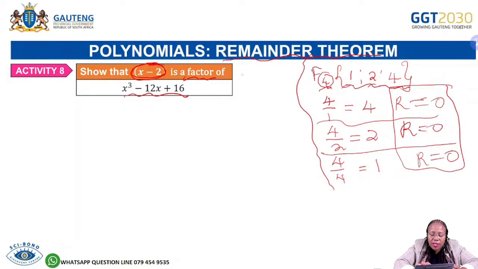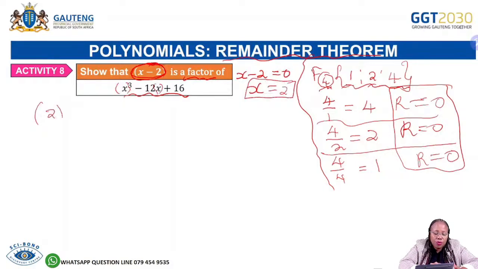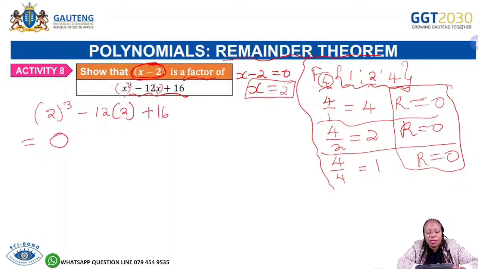So now let's take our divisor x minus 2 and let it equal 0, then x will be equal to 2. Then in our expression, we will be substituting x with a 2. Wherever we have an x, we are going to put a 2. That will be 2 cubed minus 12 into 2 plus 16. Now you can put this into your calculator, grade 12. It will definitely give you a 0.